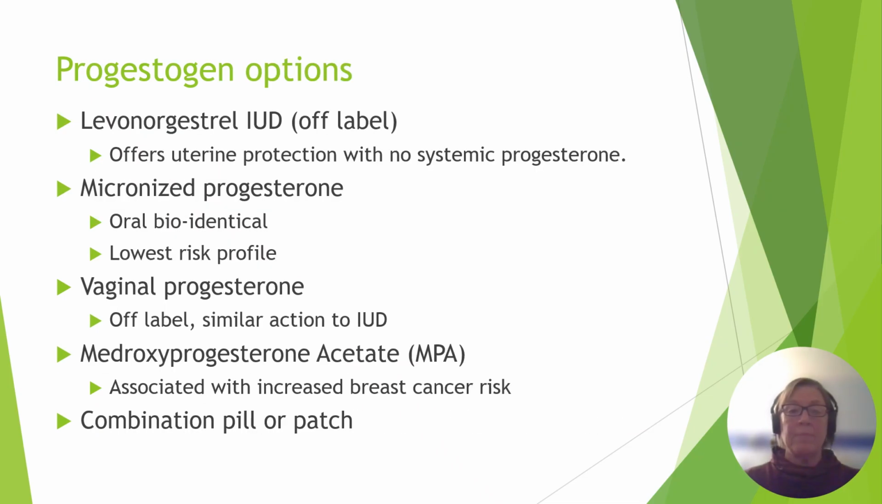So, progestogen options. If somebody doesn't want systemic progesterone, the progesterone-only IUD, the Mirena, is the best option. This is off-label use, but it has shown good uterine protection without any systemic progesterone. Micronized progesterone, or MP, as opposed to MPA, is the oral bioidentical, and this has the lowest risk profile of any of the progestogens. There is also a vaginal progesterone, which I'll talk about in a little bit.